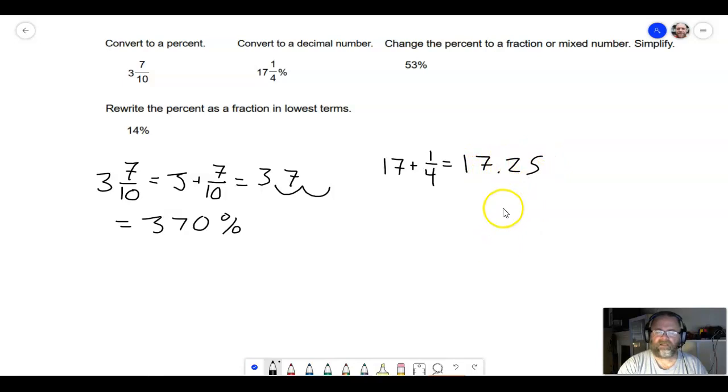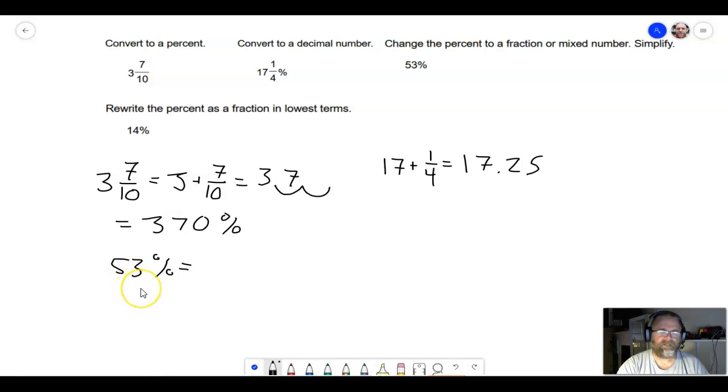If they asked us to put this in percent form, we would just move that decimal place 2 to the right, and then we'd have 1,725%. All right, this one says change the percent to a fraction or mixed number and then simplify. All right, so we're going to start with the 53%, and they want us to change that to a fraction or a mixed number. Remember, a fraction would just be like the 7/10, and the mixed number would be the 3 with the 7/10 like that. So in order to first convert this to a decimal number, which is what I want to do first, or there's a couple of different ways to do it.